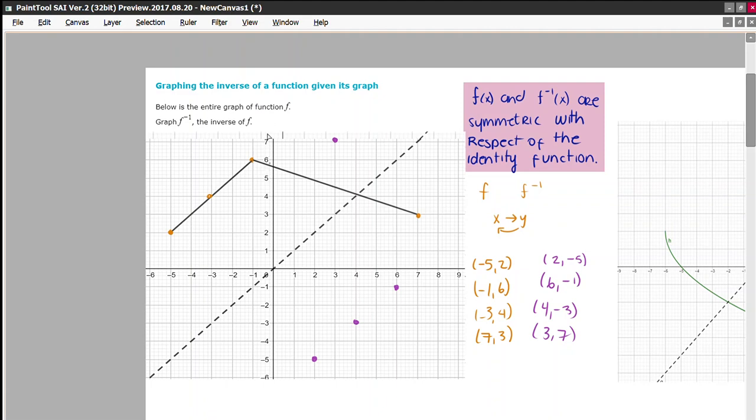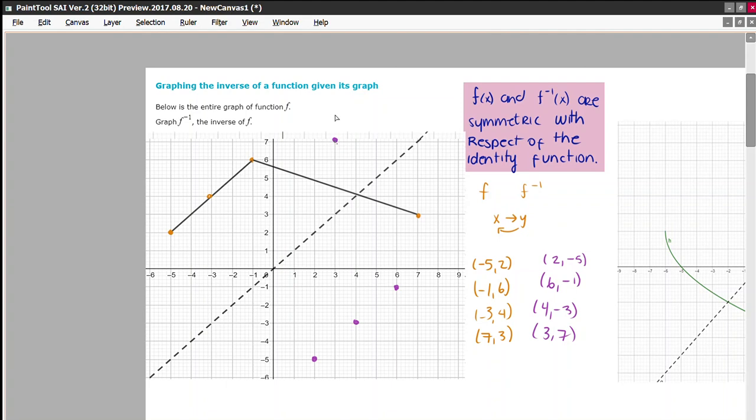For that, we have to use the property that says that f and f inverse are symmetric with respect to the identity function. This line we have here is the identity function. The identity function is f of x equals x. So the drawing I'm going to do right now has to be symmetric with respect to this line. So if this is a finish point, 7, 3, I should start my graph at that point, 3, 7. So let's see what my function does.